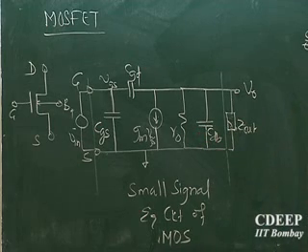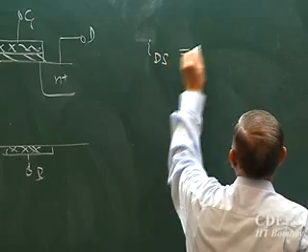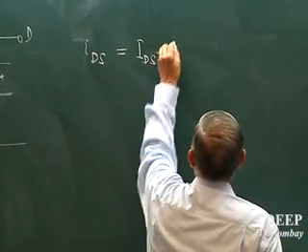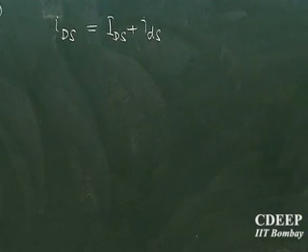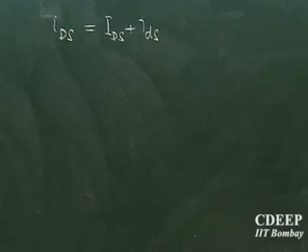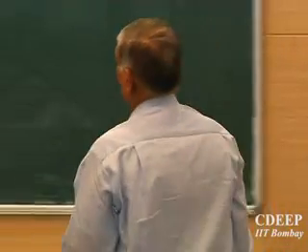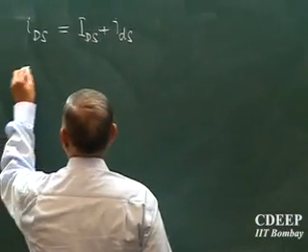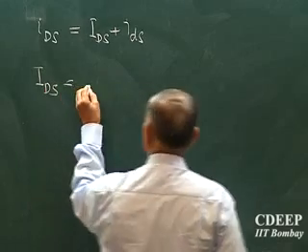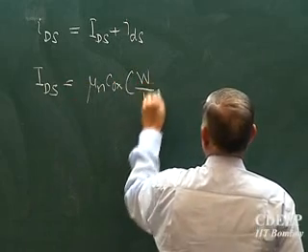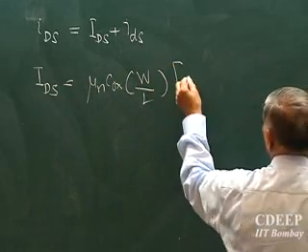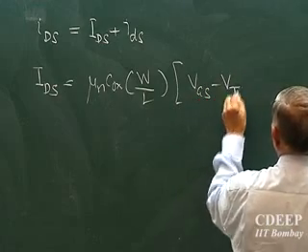So let's quickly see what are the things we are worried about. Let us say IDS is the net current, which is equal to IDC plus ids. The net drain to source current is a combination of DC current plus an AC current. We also have a relationship we have written earlier for IDS. Let's say it is N channel, so mu n Cox, W by L, and let us say it is in saturation for the sake of something to be done.